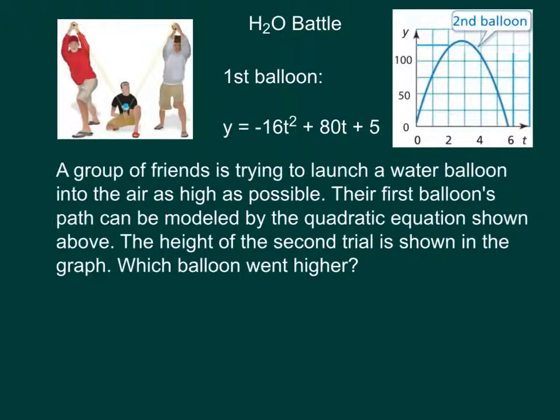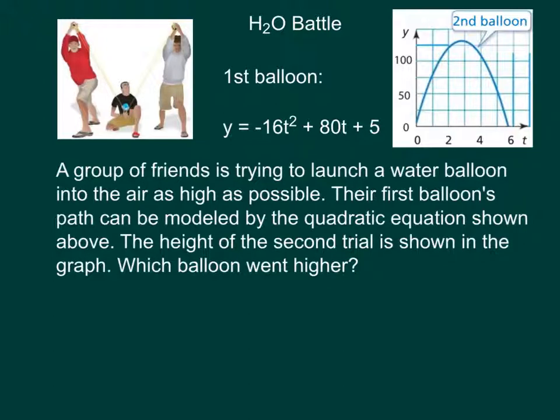Well, to figure that out, the maximum height is going to be at the vertex. And I can see here that the vertex is, based on this being a scale of 25, going to be somewhere just over 125. I can't tell exactly, but it's going to be something like that. So hopefully it's pretty clear from doing the work with the equation what the height of the vertex is there.